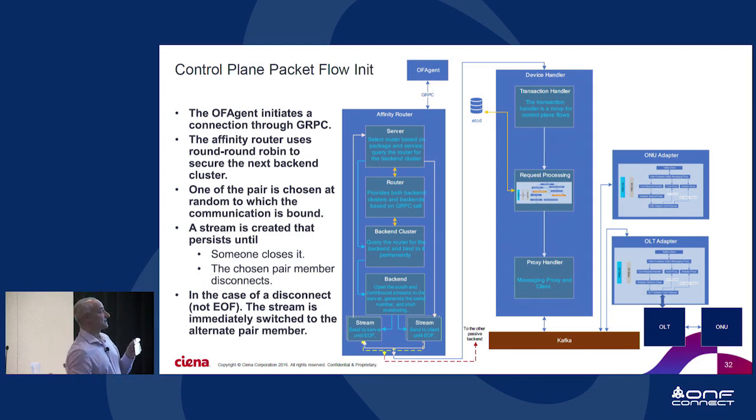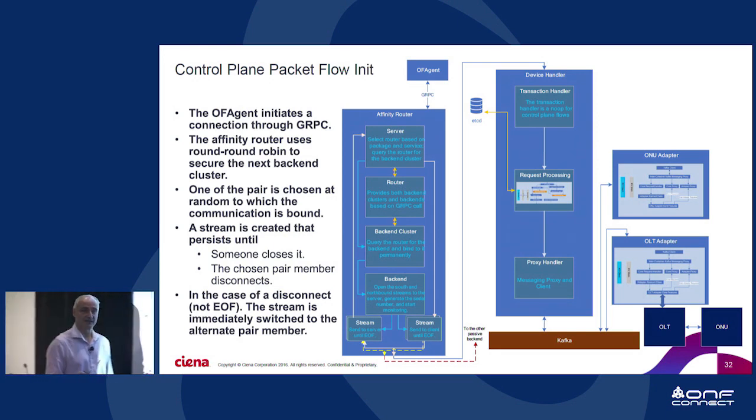What it then does is open streams to both of the device handlers, but send control plane packets only through one of them. The device handlers will pick up information coming from the south off the Kafka bus and send it north only through one of the two handlers. This is a streaming connection, so it will stay open until something crashes or somebody shuts down nicely and closes the connection. So this is a streaming gRPC call.